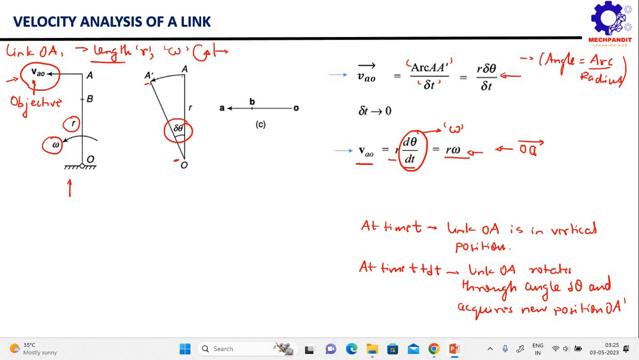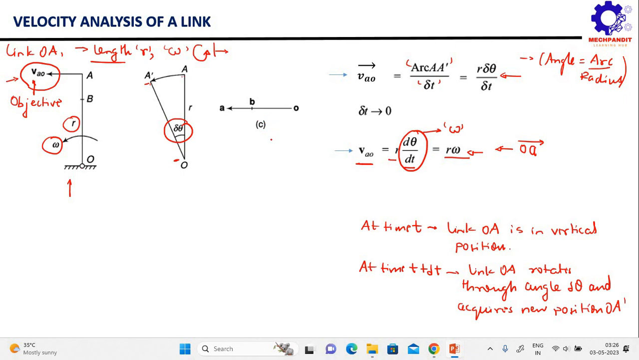Obviously, the direction of this vector, if you can see from this diagram, since this link OA is rotating in anti-clockwise direction, this point A will tend to move towards the left side. So obviously the VAO vector will be perpendicular to this length OA, and at the same time the direction of the OA vector or VAO vector will be towards left.